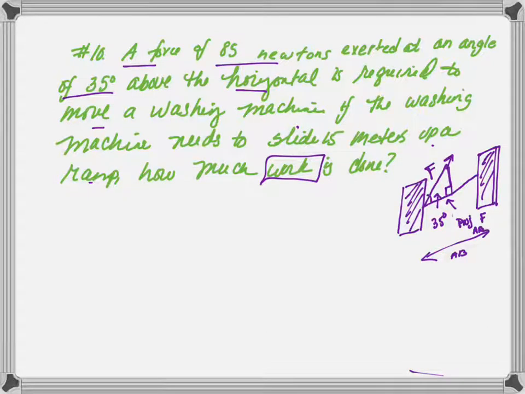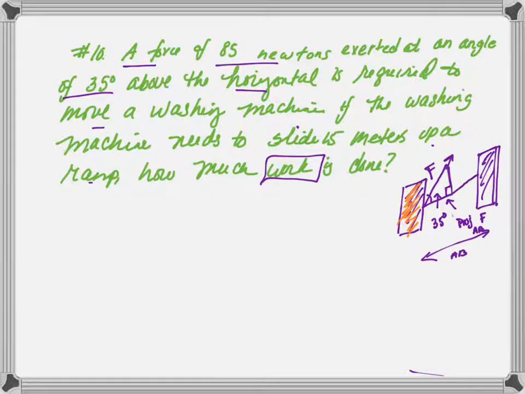Okay, for number 10, we have a force of 85 newtons exerted at an angle of 35 degrees above the horizontal, and it's required to move a washing machine. So here I have the force. If the washing machine needs to slide 15 meters up a ramp, how much work is done?